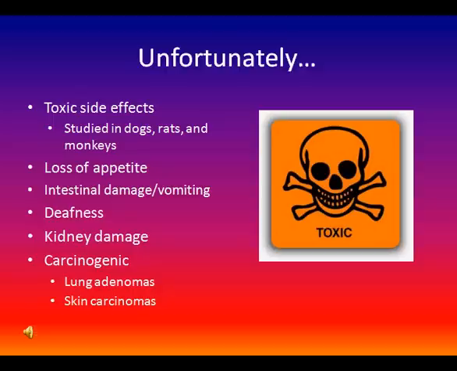Like other chemotherapy drugs, cisplatin carries toxic side effects to normal cells as well as tumor cells. These toxic side effects have been studied in dogs, rats, and monkeys, and range from intestinal damage and vomiting to loss of appetite. The effects that have been observed in humans have been deafness, loss of appetite or starvation, and damage to the proximal convoluted tubules of the human excretory system. Ironically enough, cisplatin is also a known carcinogen, and has been known to cause the formation of lung adenomas and skin carcinomas in mice.